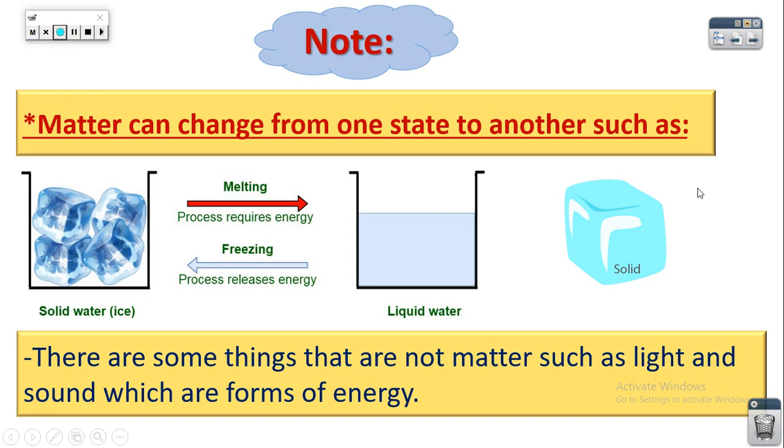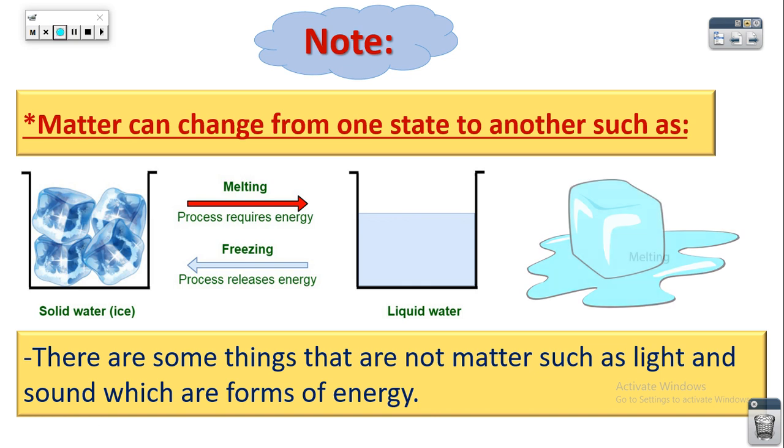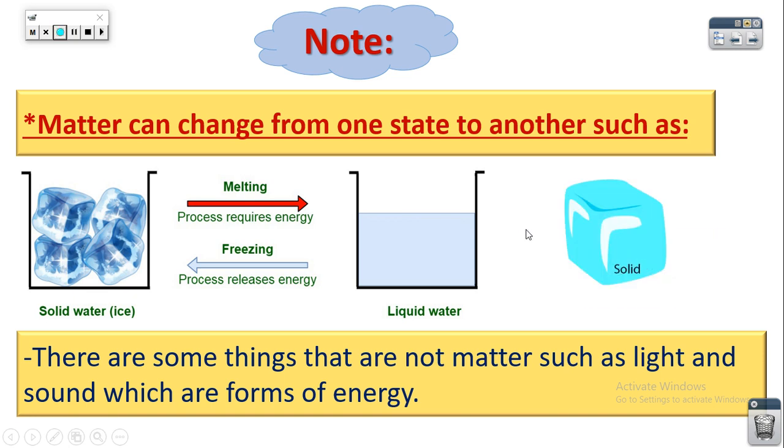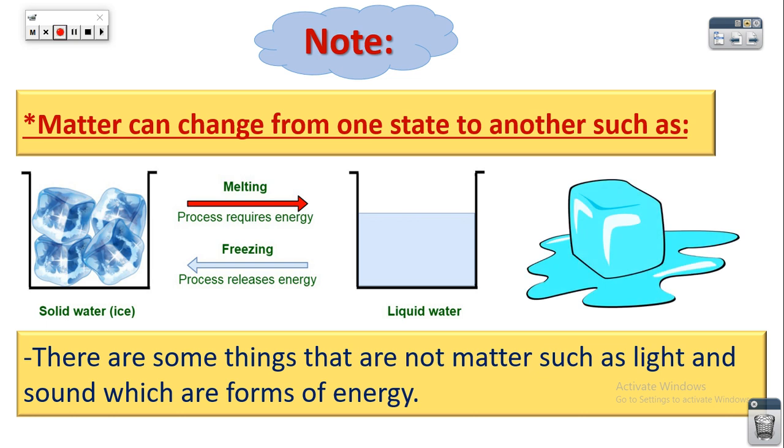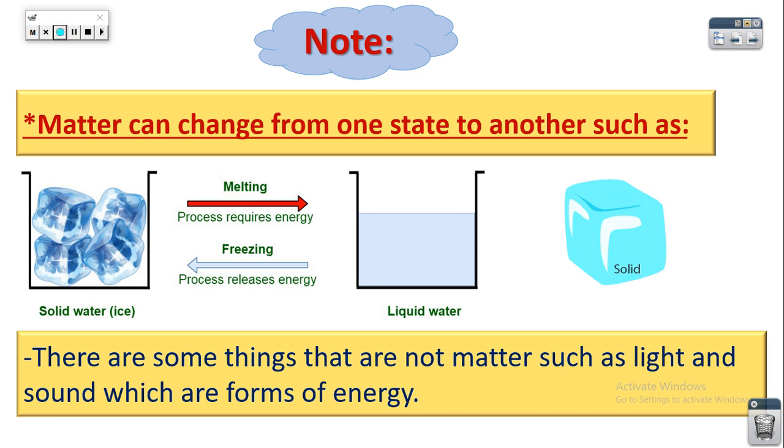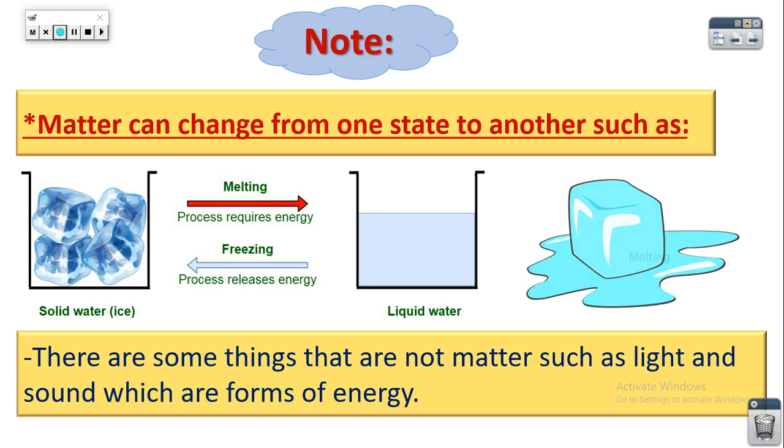Matter can change from one state to another. So solids can become liquid and liquid can become solid. Let's go to this example. The ice is which state of matter? Yes, solid. If you take the ice out of the freezer and put it in the kitchen, what will happen to the ice? Very good. It will melt and change into water. So ice, which was solid, when it melts, changes into what? Water, which is liquid.